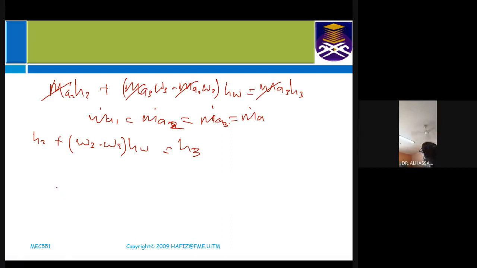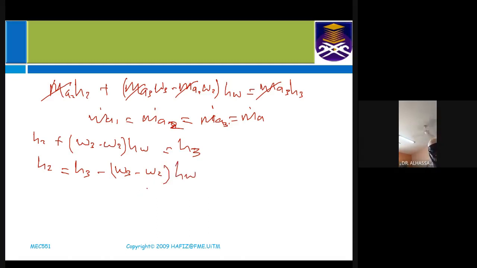So from here, we are interested in H2. So H2 gives me H3 minus omega 3 minus omega 2, in brackets, times HW.